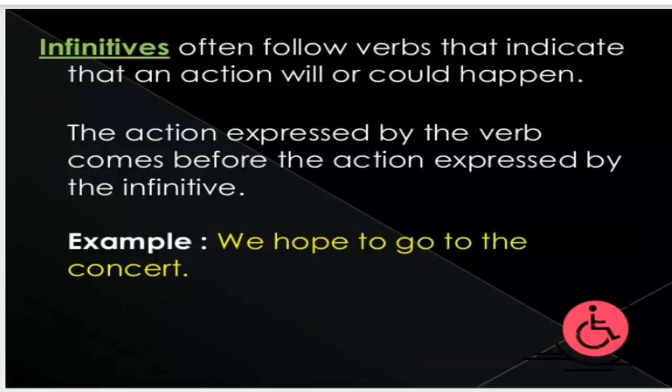Infinitives often follow verbs that indicate that an action will or could happen. So here is the difference, students. Gerund means this action has already happened or it is happening at the moment. And infinitives follow the verbs that indicate that an action can happen, could happen, or will happen. The action expressed by the verb comes before the action expressed by the infinitive. We hope to go to the concert.